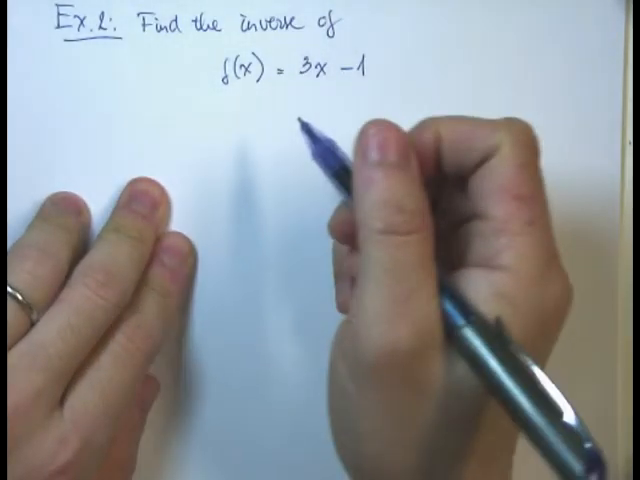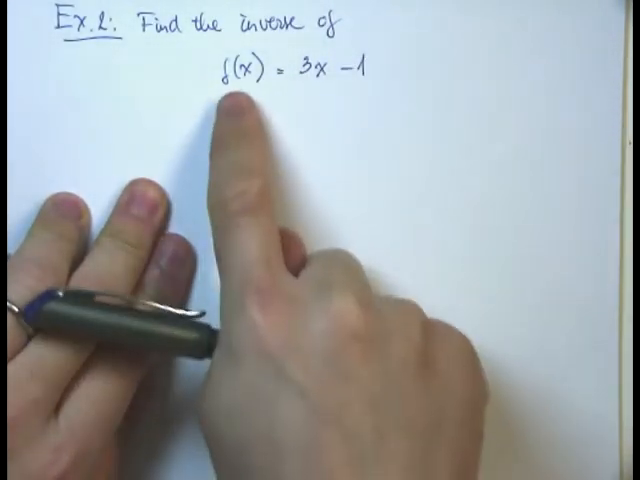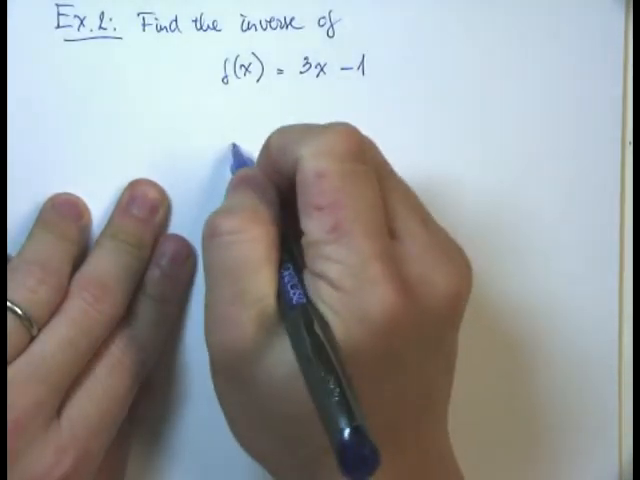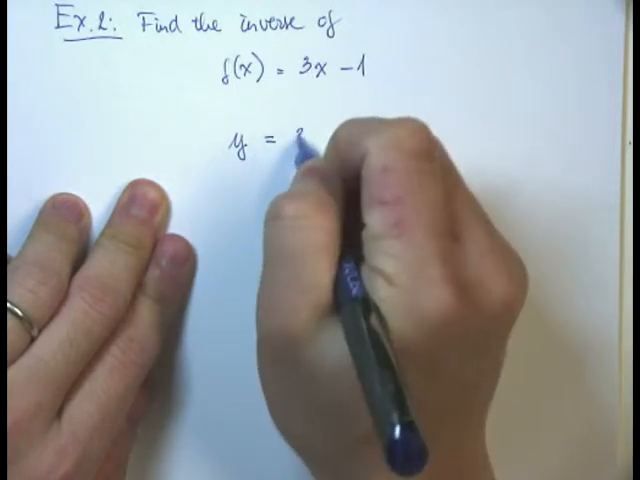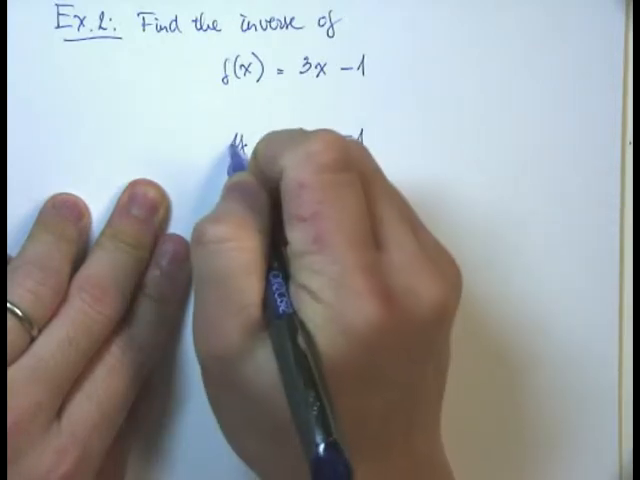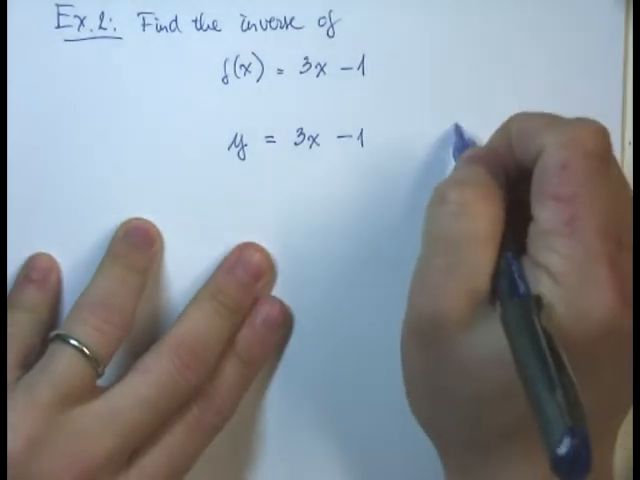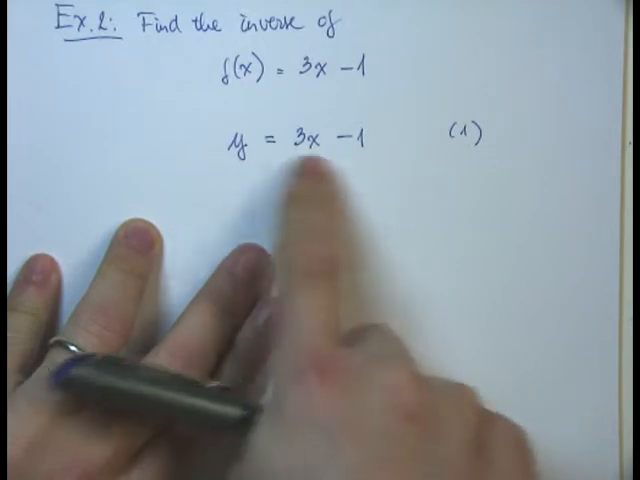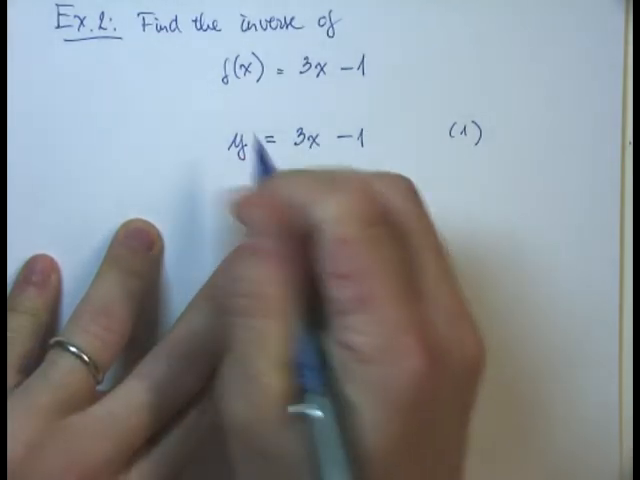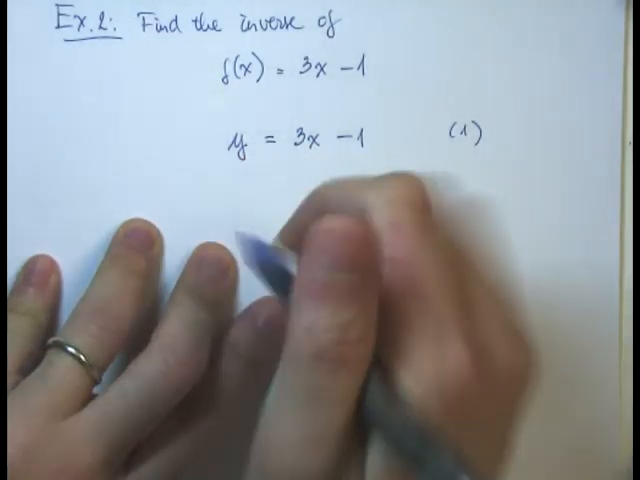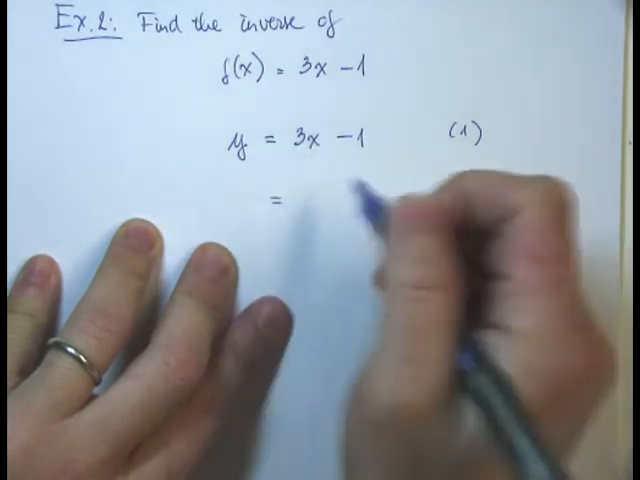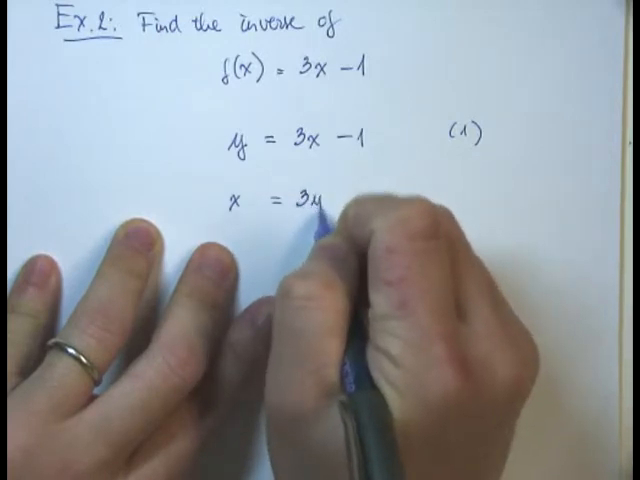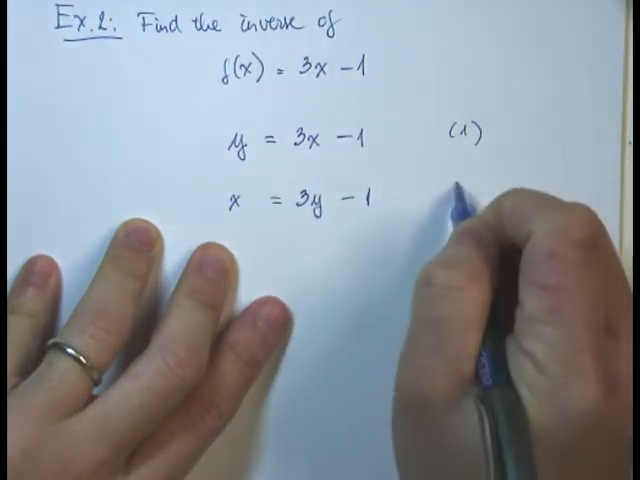So step 1, once again, as I verbalize along the way, is to replace the f of x symbol by the y variable. So here I have y equals 3x minus 1, and that's what my equation becomes at the end of step number 1. Now step number 2 is to interchange the variables x and y. In this current equation, x becomes y and y becomes x. So here I have x equals 3y minus 1, and that is the end of step number 2.